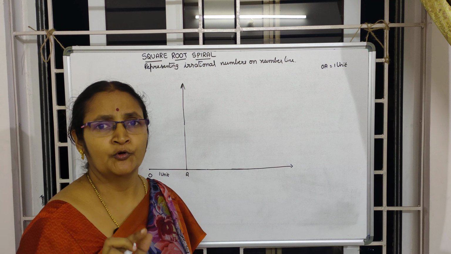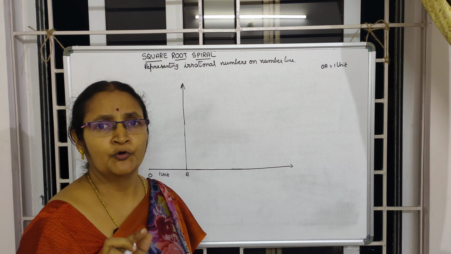Now what am I going to do? I am taking O as center and OB as the radius, and I am drawing an arc over here, because this is root 2. So this point indicates the position of root 2 on the number line. Clear? Now further I want to see the position of root 3, root 4, root 5, root 6 on the number line.